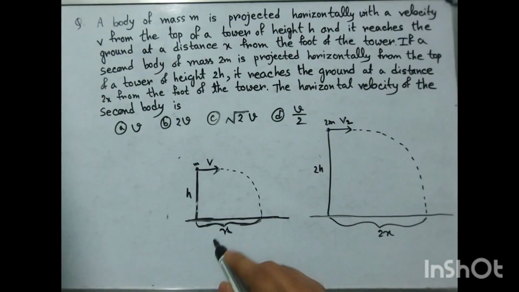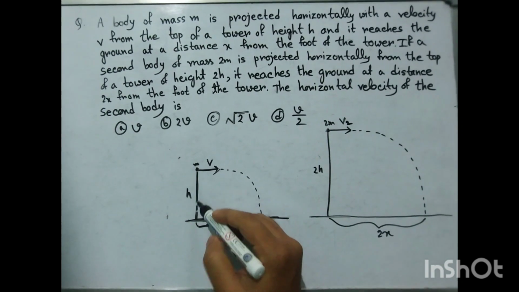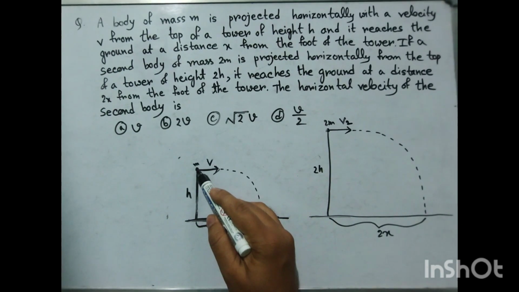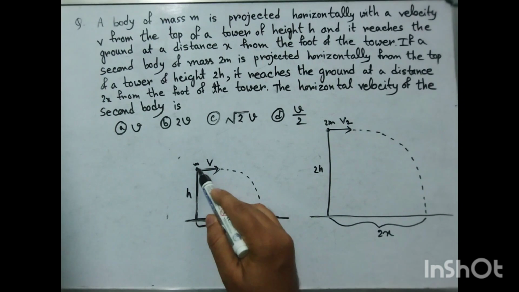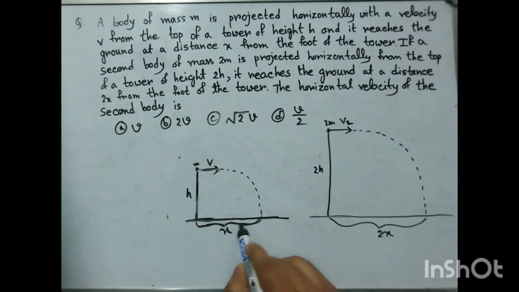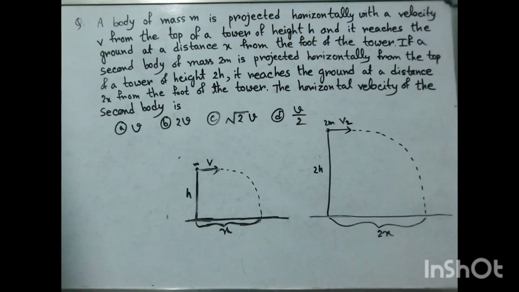This question we will solve. Suppose there is a tower which has height h, and we are throwing a ball of mass m horizontally with speed v from the top of the tower, and it will reach a distance x from the foot of the tower when it hits the ground.